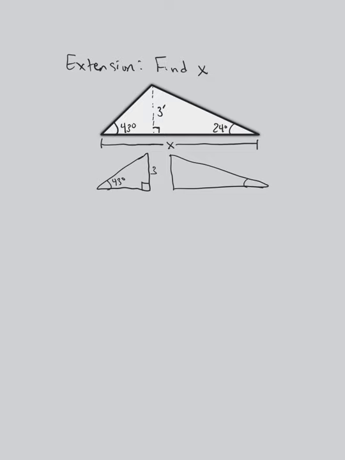This base angle down here is 24 degrees, and that height again is the same thing, 3. If you look carefully, these 2 bases right here in the figure would compose x. Let's call this side A and this side B, and to find x, I would just add those 2 together.